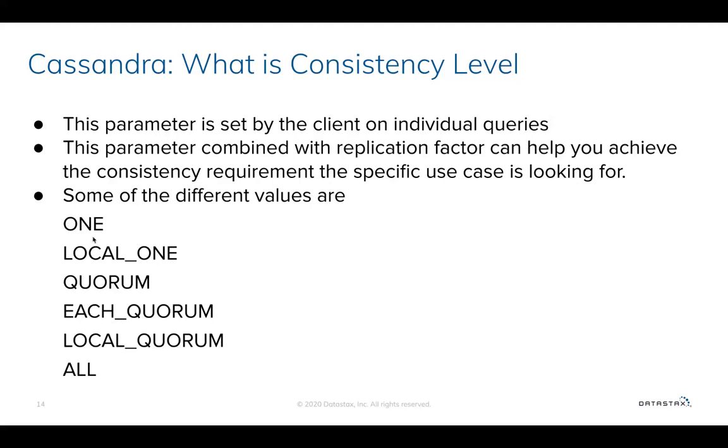So LOCAL_ONE ensures that whatever data center you're pointing at acknowledges at least one write or operation before it goes back to the client. It absolutely does write to 6 locations based on replication factor 3 on the East and replication factor 3 on the West, but the acknowledgement goes back to the client when the first replica within the East data center says that it has actually written the data on a write path.